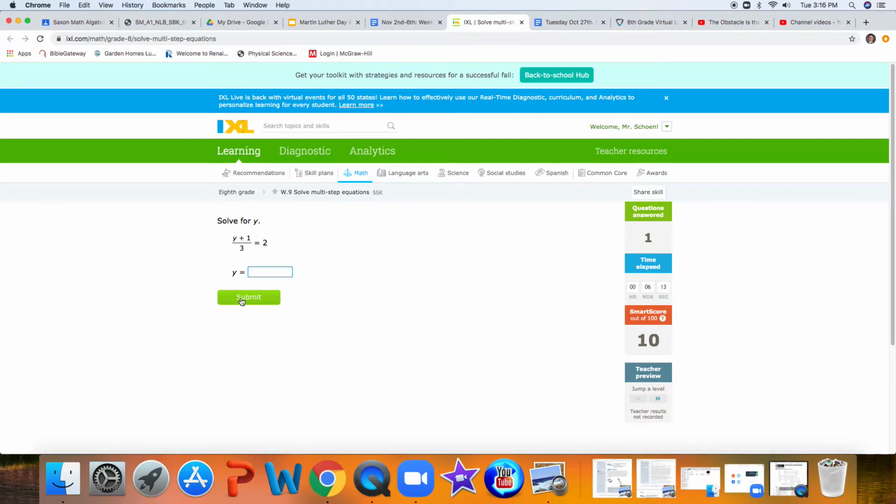My new equation would be y plus 1 equals 6. I subtract 1 from both sides. 1 minus 1 is going to cancel out. 6 minus 1 is going to give me 5. Y equals 5.